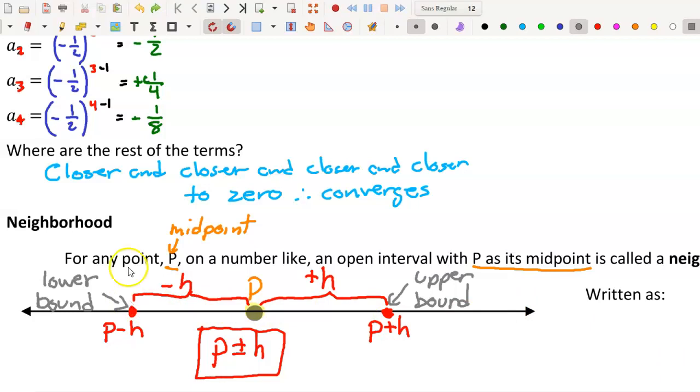Yeah, question? Is H a distance? H is a distance, yes. So then what do we make the distance? It's a directional distance, more like a vector. Okay. P minus H is still going to be a positive number. Yeah.